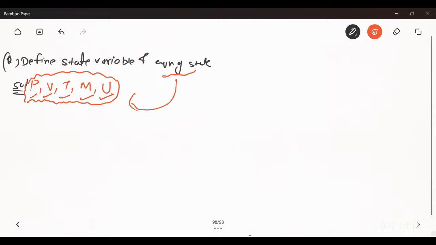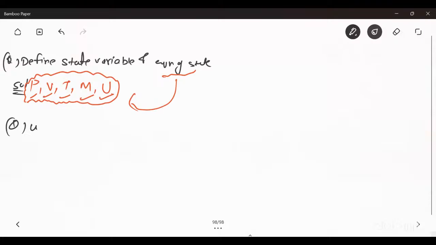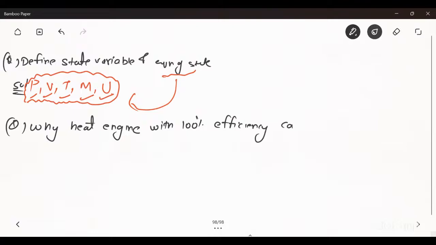The next question is: why can a heat engine with 100% efficiency never be realized in practice?